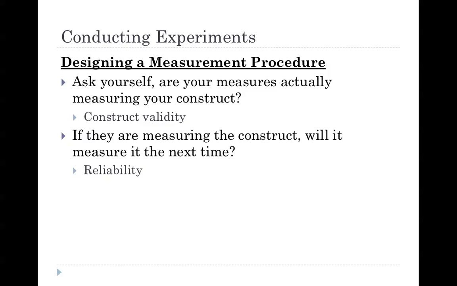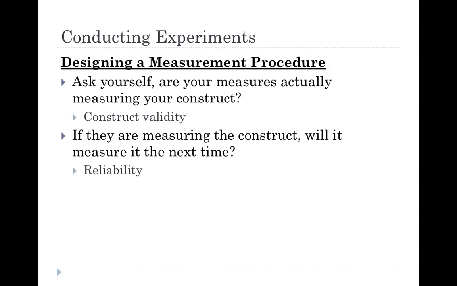Now that you've defined your variables and have a sample, you need to figure out how you're going to actually implement your measurement procedure. And this deals with a lot of stuff we went over in Chapter 5. So we have to ask ourselves, are our actual measures tapping the construct under investigation? And this really deals with construct validity.